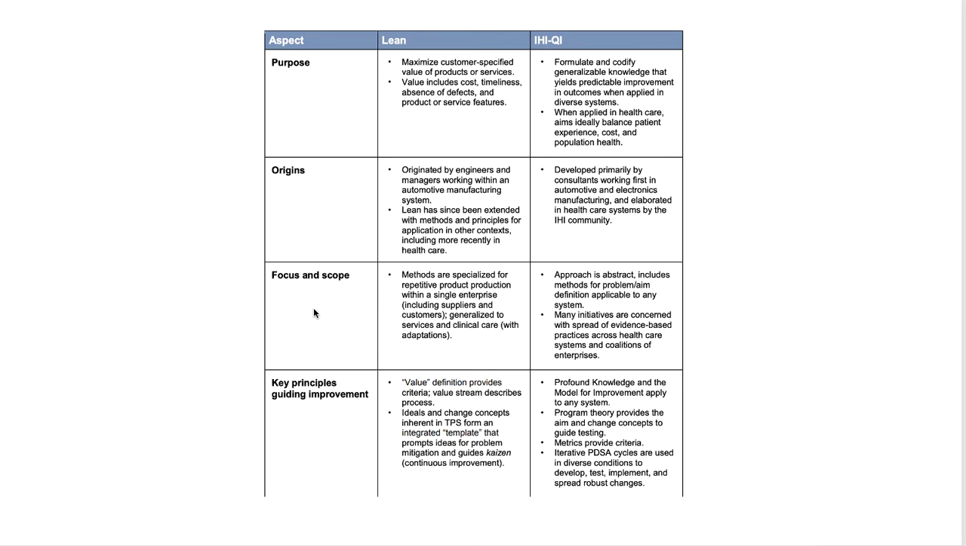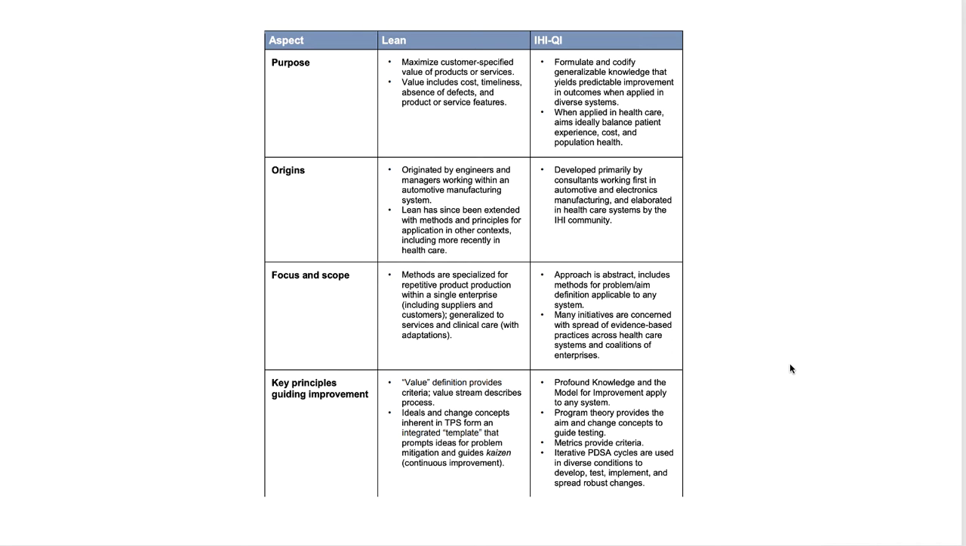The focus and scope. In Lean, methods are specialized for repetitive product production. In QI, the approach is more abstract and includes methods for problem and aim definition applicable to any system. Many initiatives are concerned with the spread of evidence-based practices across healthcare systems and coalitions of enterprises.